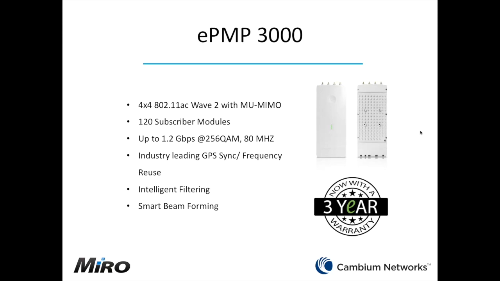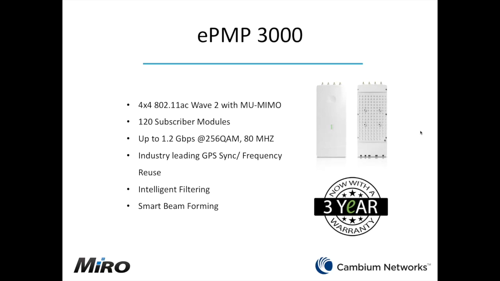Okay, we currently are able to push up to 1.2 gigabits per second at 256 QAM, and that's obviously opening up to a full 80 megahertz. But nonetheless, that capacity is really a lot to work with right off the bat, which means that you have room to play with regards to reducing your bandwidth.